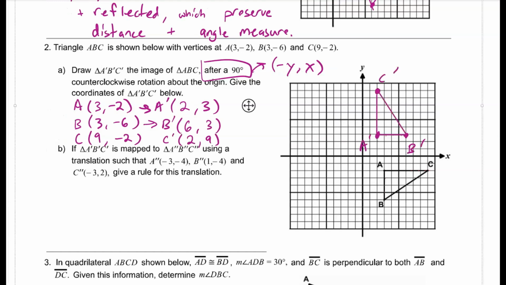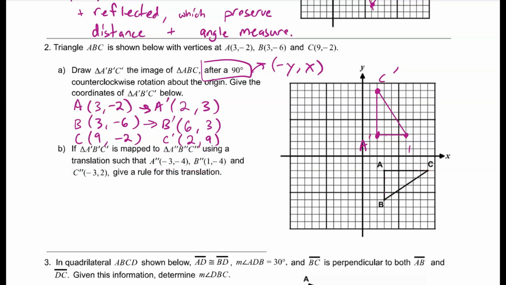So that's what my rotation of 90 degrees would look like, and that looks pretty good to me because I assumed it would be in that quadrant to start with. So for part B, they're telling me that I have a new image, A''B''C'', using a translation that results in these 3 points. And it wants to know what the rule for this translation was.